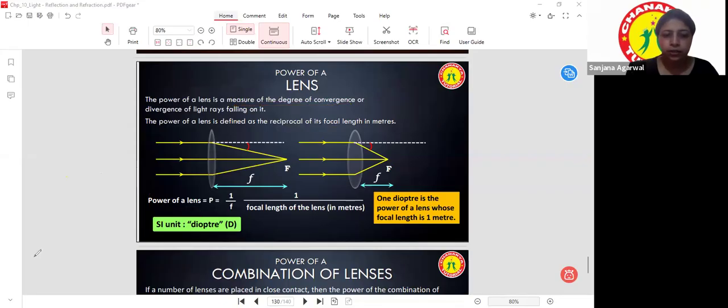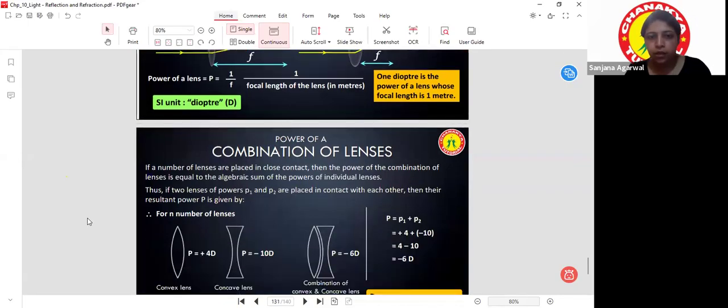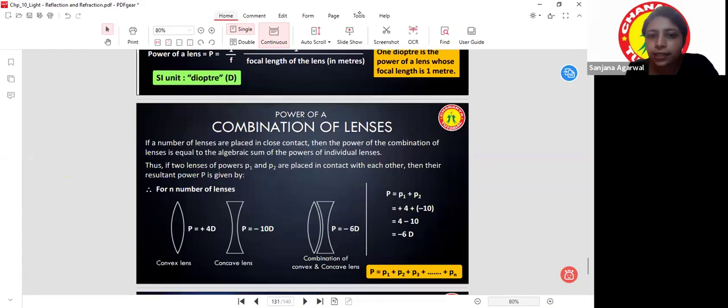Here is another concept about power of lens, combination of lenses. If a number of lenses are placed in close contact, then the power of the combination of lenses is equal to the algebraic sum of the power of individual lenses. Just remember this formula. Don't do this with the focal length, because power is the algebraic sum of the individuals, not the focal length.